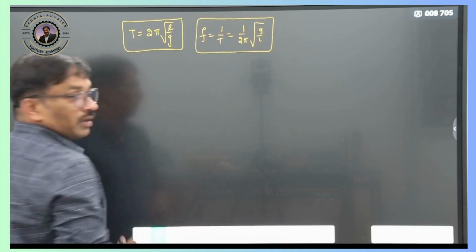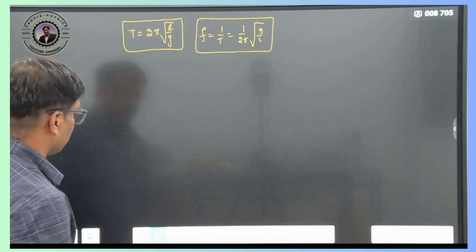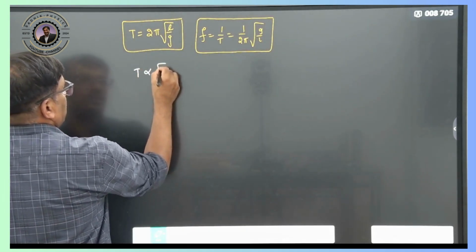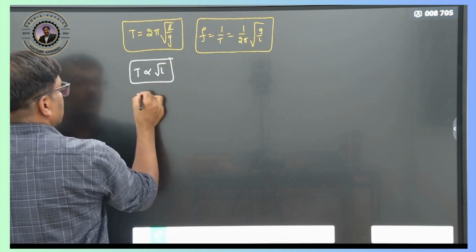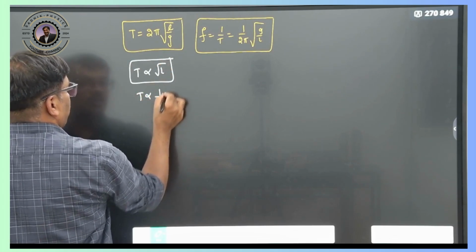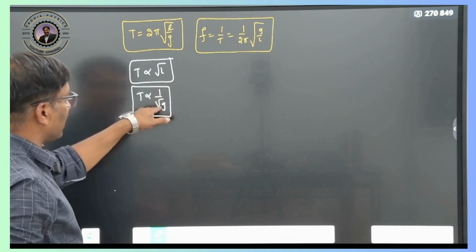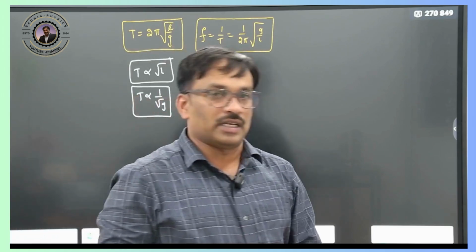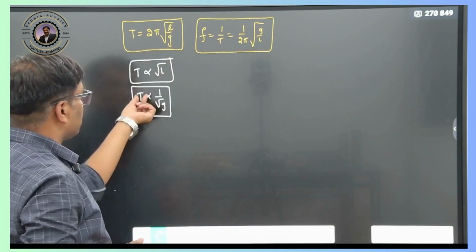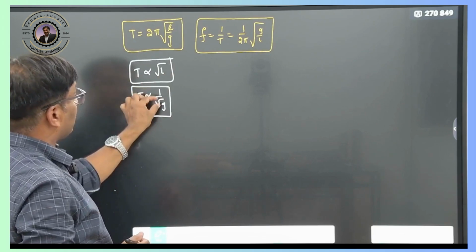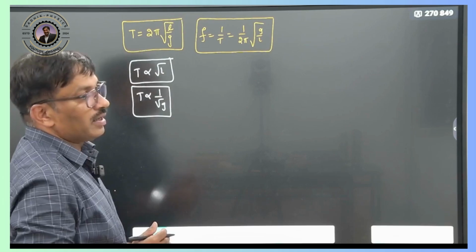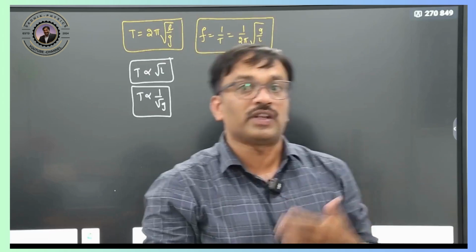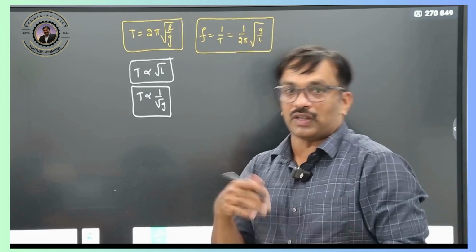Clear? Now, the time period of a simple pendulum is directly proportional to the square root of length, and inversely proportional to the square root of g. Therefore, as the g value changes, the time period will change. If g increases, time period will be lesser. If g decreases, time period will be larger. A larger time period means it is taking a lot of time to complete one oscillation, so if time period increases, frequency will decrease.